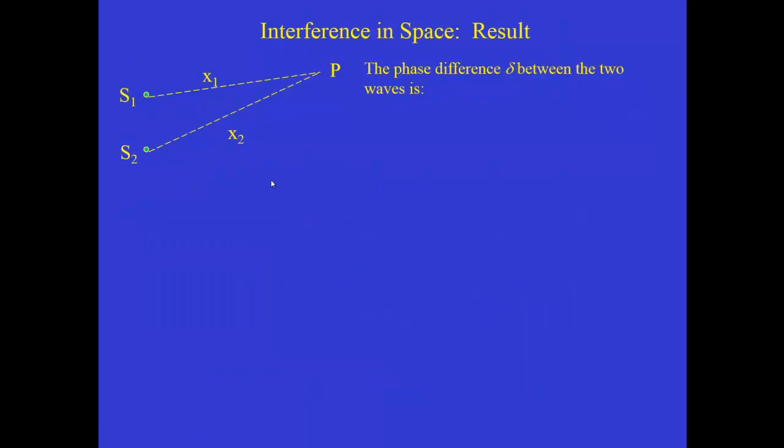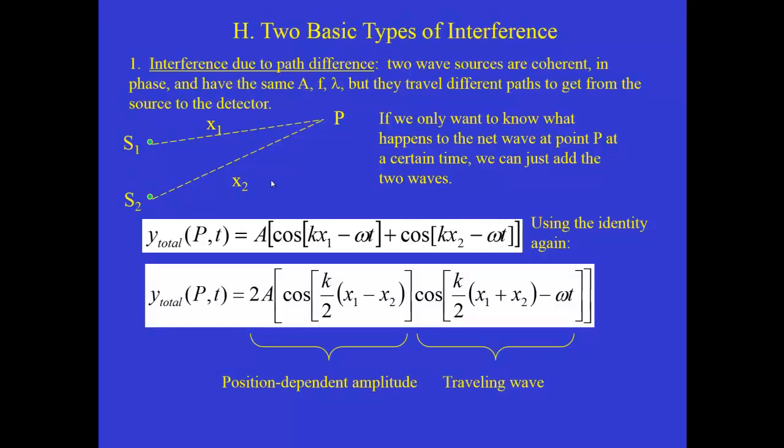So let's consider the phase difference, and we'll use delta to indicate this, between the two waves. Now what do I mean by phase difference? The terms in brackets after the cosine function for each of the waves are called the phases of the waves. And so what you notice is that if you subtract those two, what you get is k times (x1 minus x2), and the omega t terms drop out.